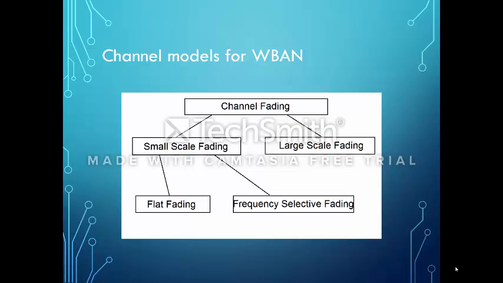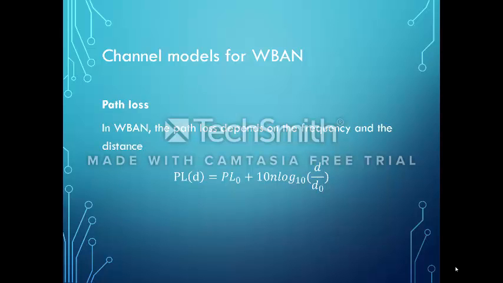However, small scale fading could be removed by averaging the decay between each on-body antennas. Small scale fading can also be further divided into flat fading and frequency selective fading. Large scale fading, compared with small scale fading, will occur when there is a change of motion in a large area. The next one is path loss.